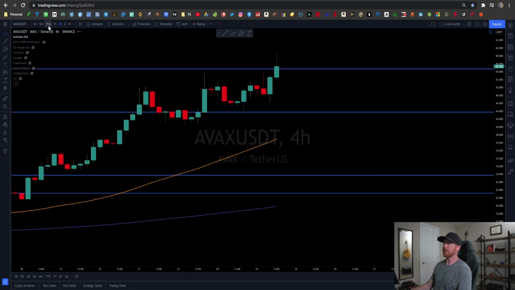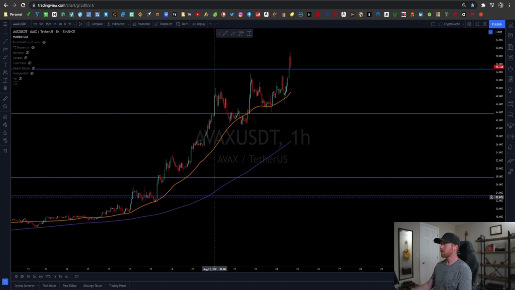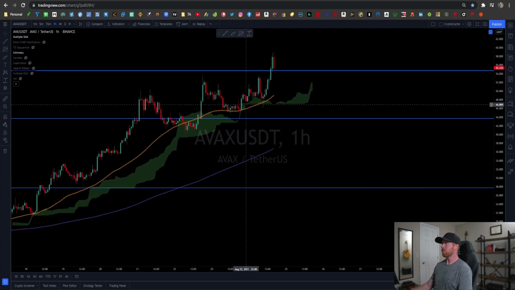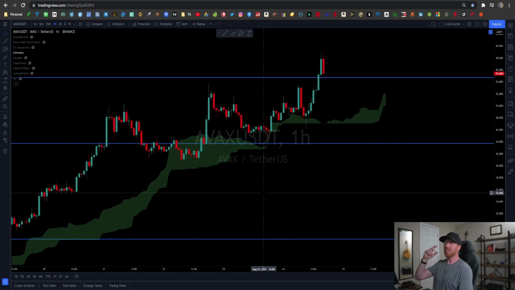Let's go ahead and take a look here at the 1-hour chart for AVAX. I'm just going to remove this previous support level. That's not necessary. What we're looking at here is the cloud, and no surprise, we've been up over the cloud for some time. If you're new to the channel, the Ichimoku cloud is one of the better indicators you can utilize concurrent with the MACD on the 4-hour chart.